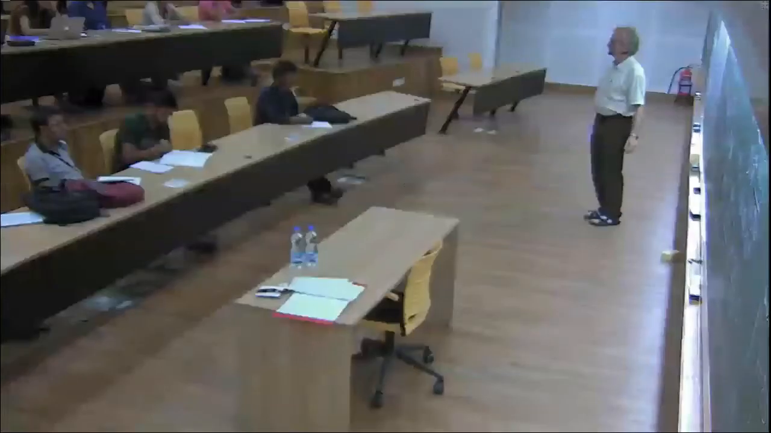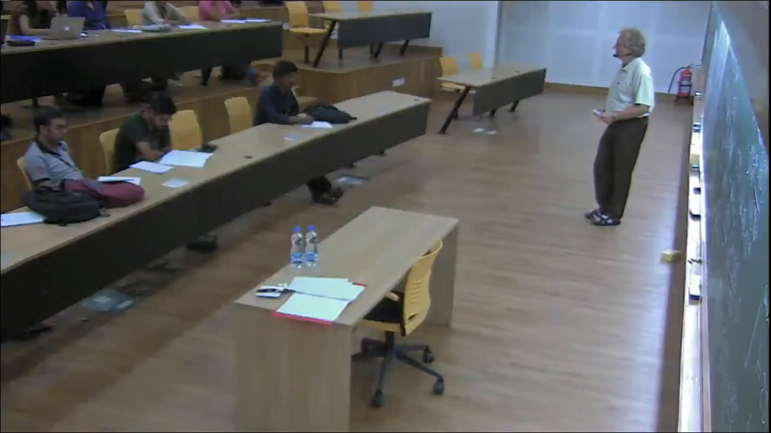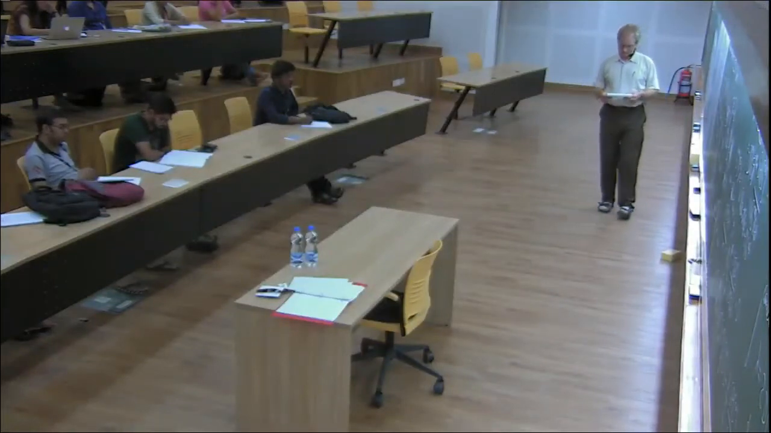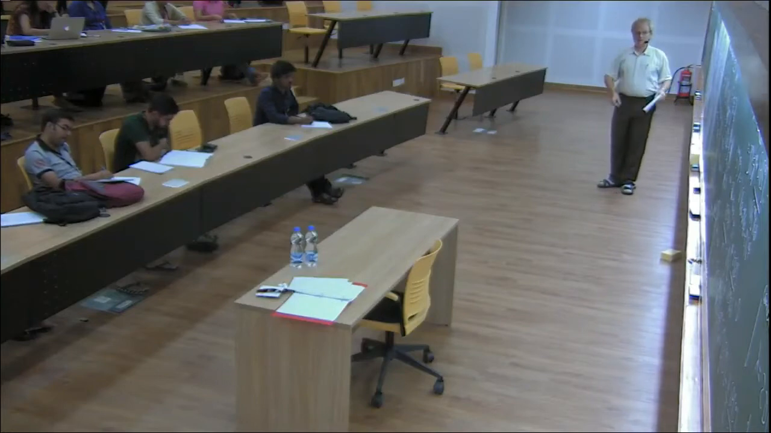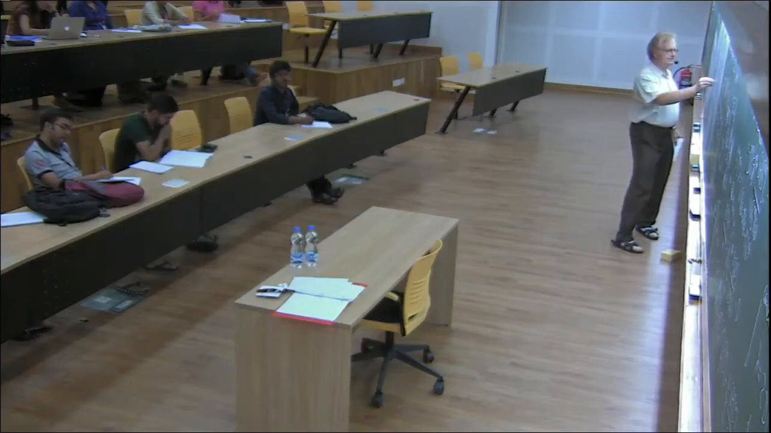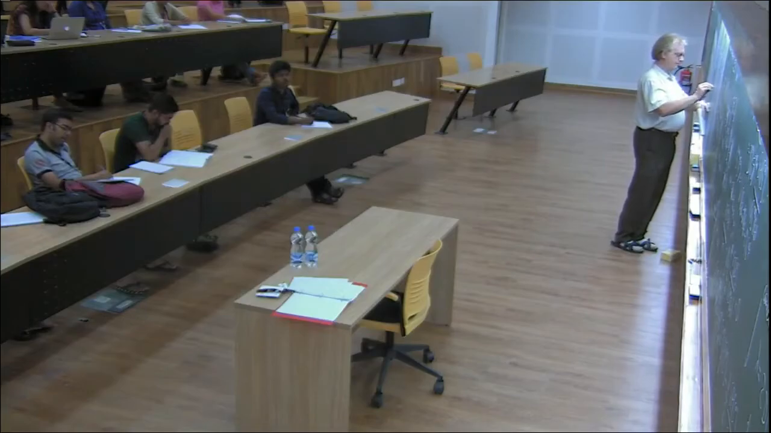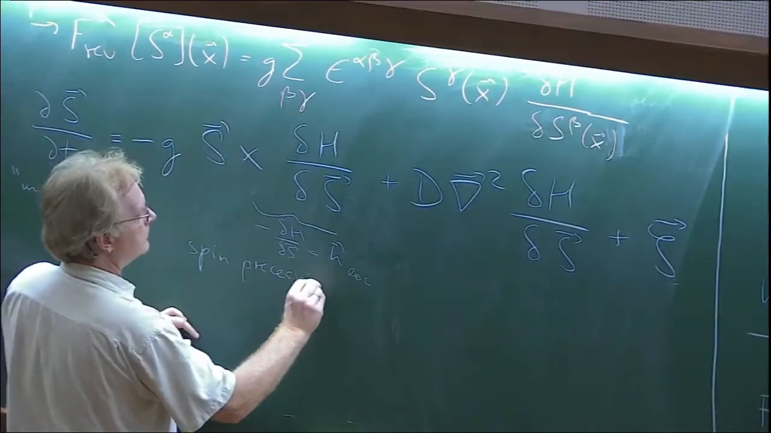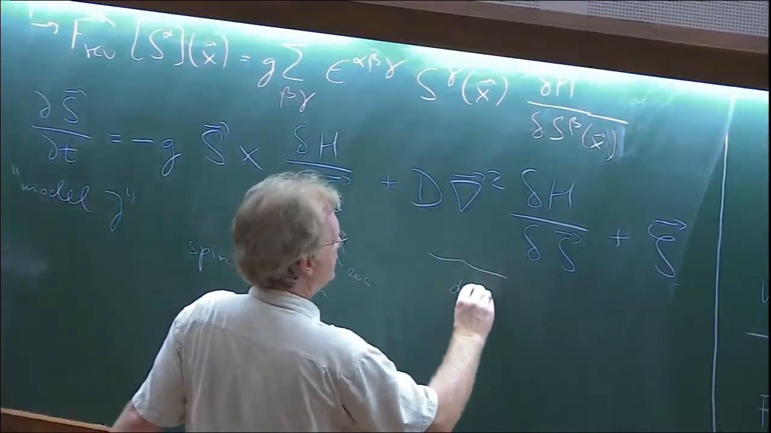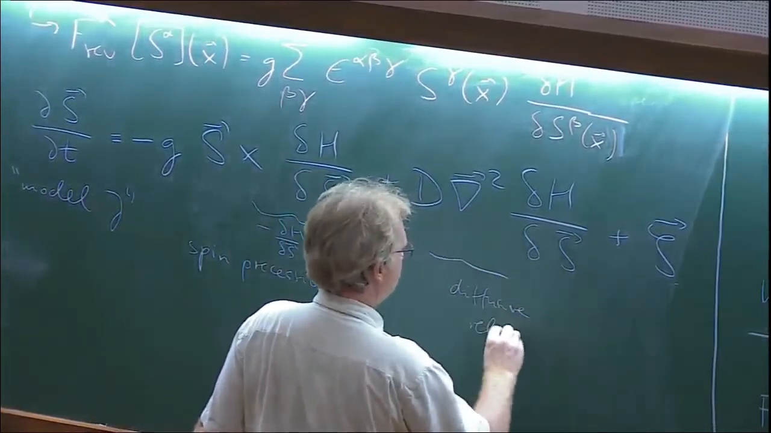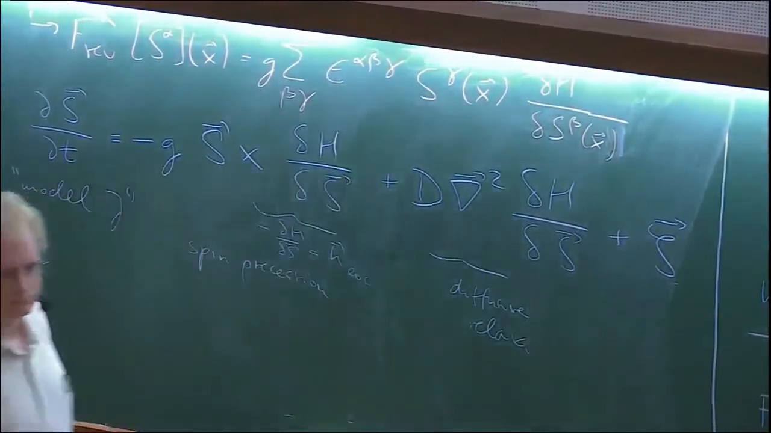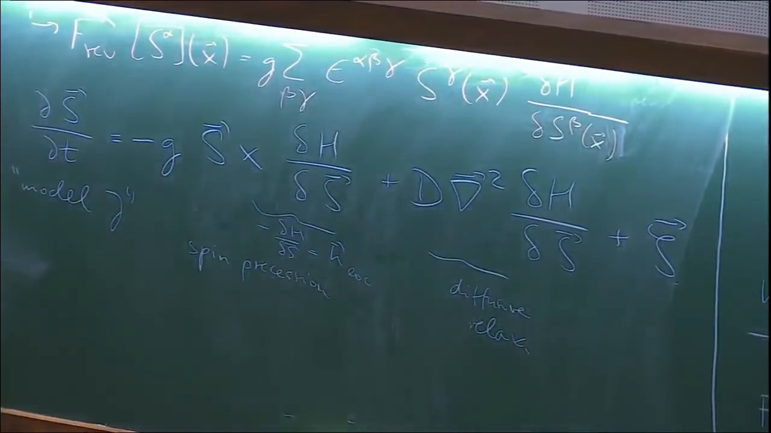So that looks kind of familiar. And it's really the same thing that you get in spin precession in quantum mechanics. And then we have diffusive relaxation. So this is spin precession. This is essentially diffusive, but with nonlinear corrections, diffusive relaxation. And we have noise that takes the usual form for conserved quantities.